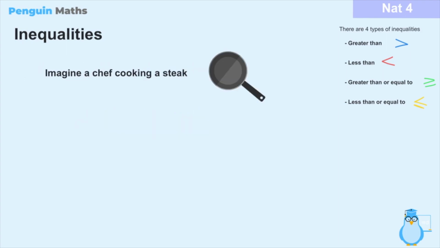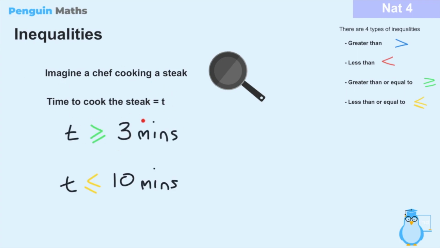A chef might say that if we cook the steak for too short of a time, then it might be raw and we can't eat it. But they also might say if we cook it for too long of a time, the steak could end up burnt. If we call the total time that we're going to cook the steak T, we could say that the time to cook the steak should be greater than or equal to 3 minutes, and that would mean that the steak's not going to be too raw. But we could also say that T should be less than or equal to 10 minutes, and that means that the steak wouldn't get burnt.